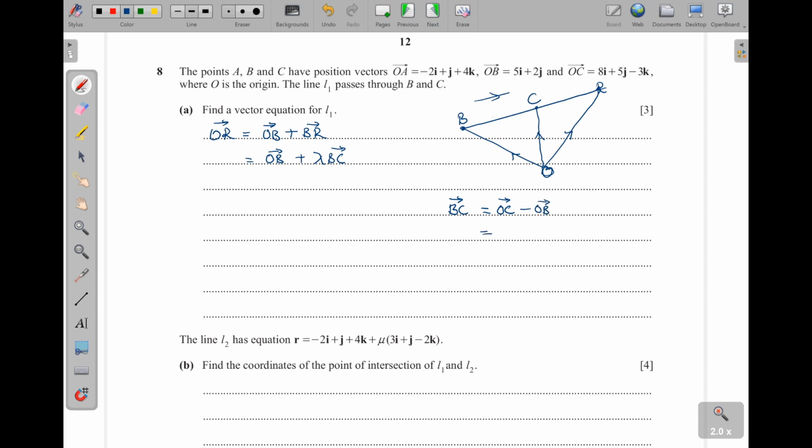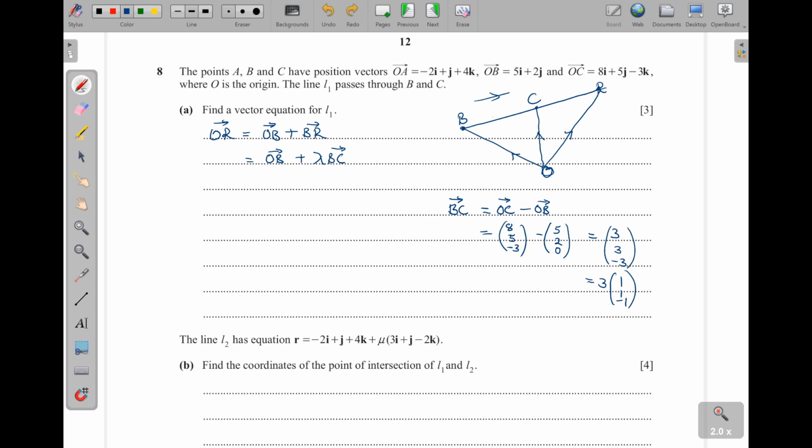So OC is given as 8, 5, negative 3. And then OB is given as 5, then 2, and then 0. Because there is no K, that means it is 0 there. So when we subtract, this one is going to give us 3, 3, negative 3. Okay, just like that. And I can write it as this one, or I can even factorize it. You can see that a 3 here is common. 3, then 1, 1, negative 1. So I can take this one. So the directional vector will pull out the smallest.